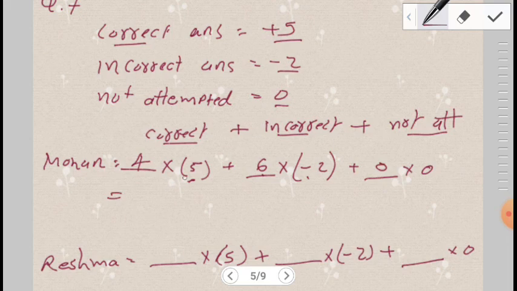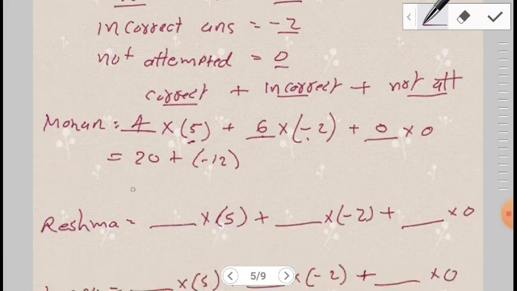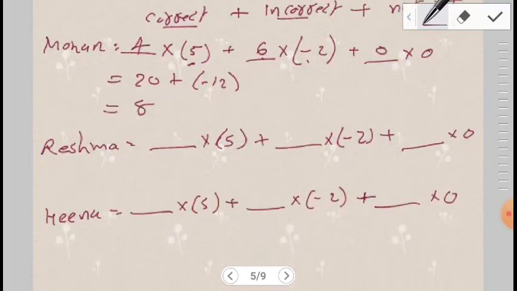So if I solve it, 5 4s are 20, plus 6 2s are 12, so it's minus 12, and plus minus minus, so the final is 8 marks.